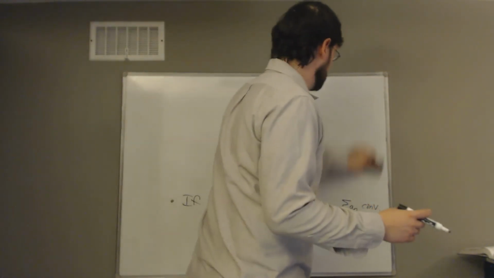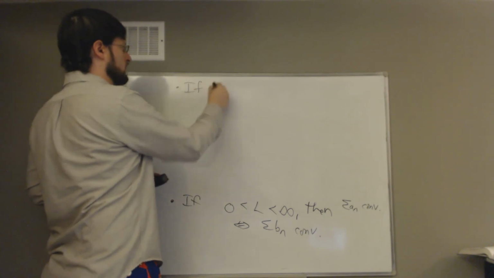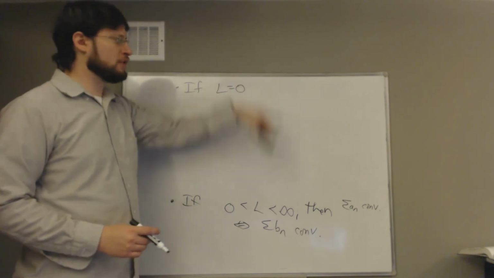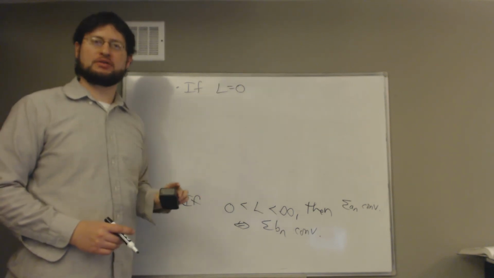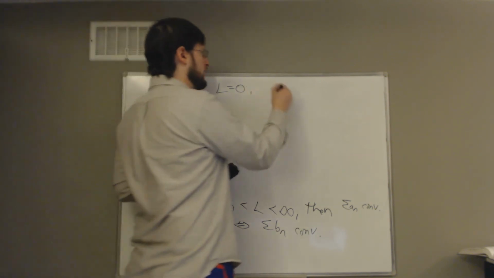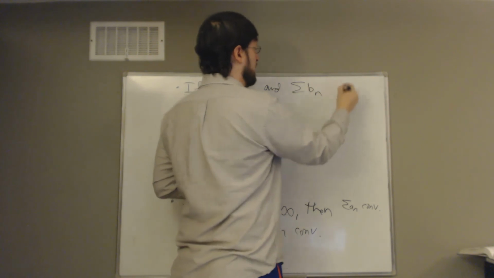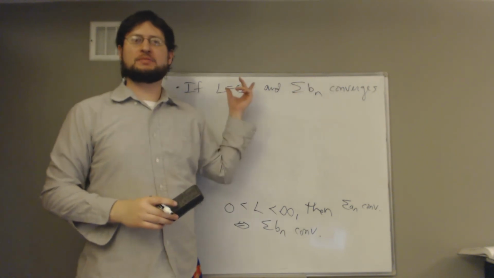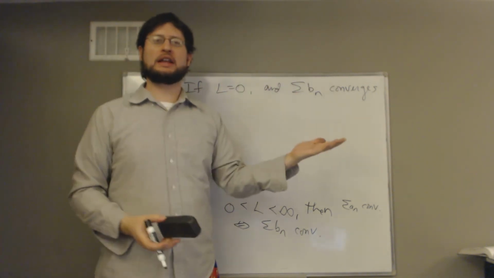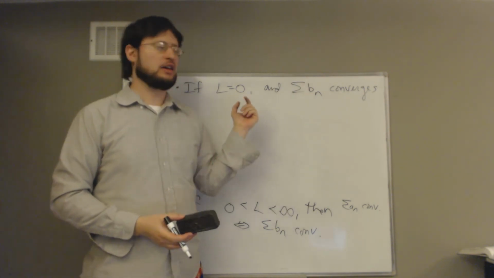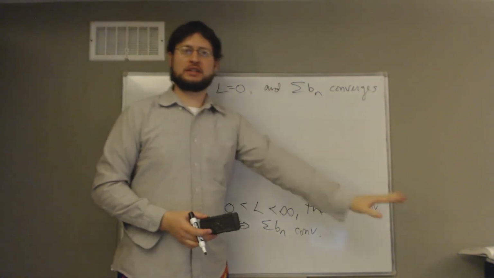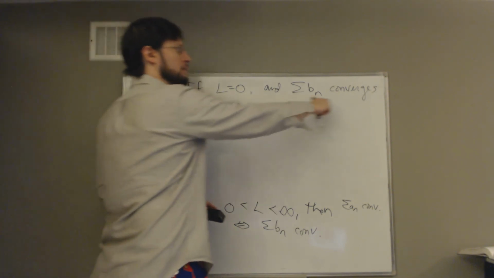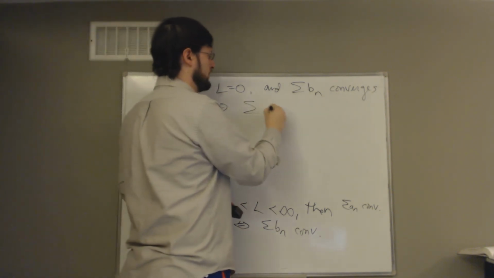If the limit is 0, then we look at bn. bn was our denominator, remember. So if this limit is 0 and the sum of bn converges, then we want to think about that as saying that an is actually less than bn, because the limit has to end up being 0, so the top has to be smaller than the bottom. So if the limit is 0 and bn converges, then we can conclude that an converges as well.